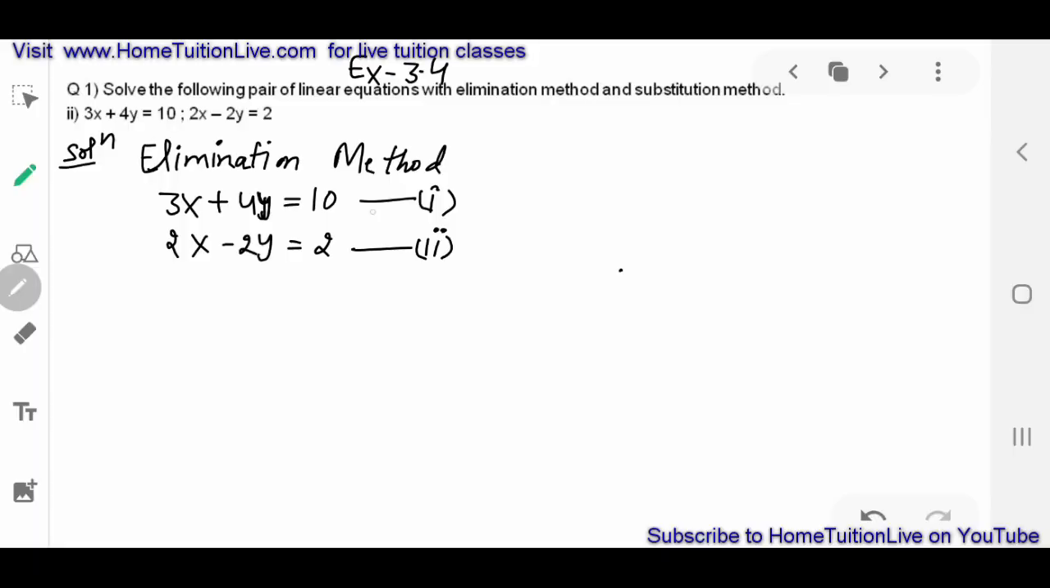In front of us, we have question 1, second part of exercise 3.4. Solve the following pair of linear equations with elimination method and substitution method. So first we will do elimination method. So what are the equations?